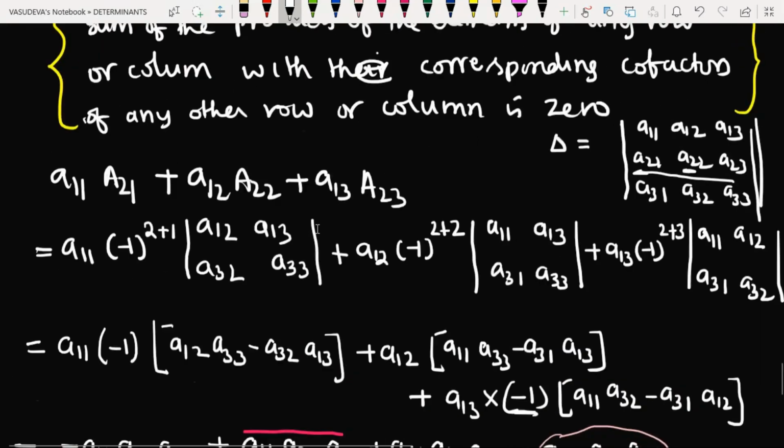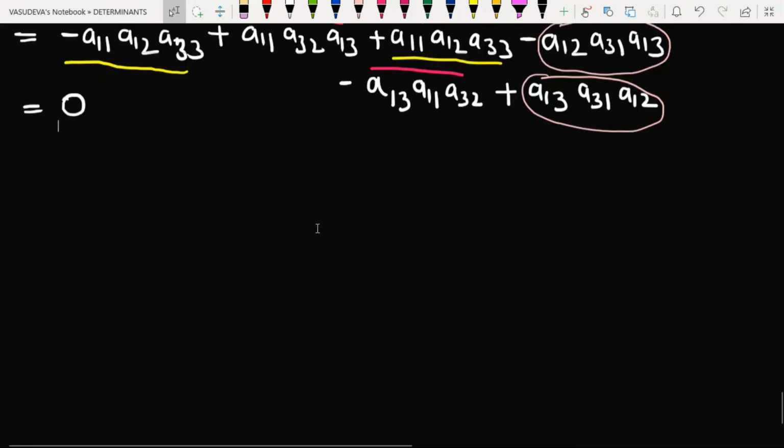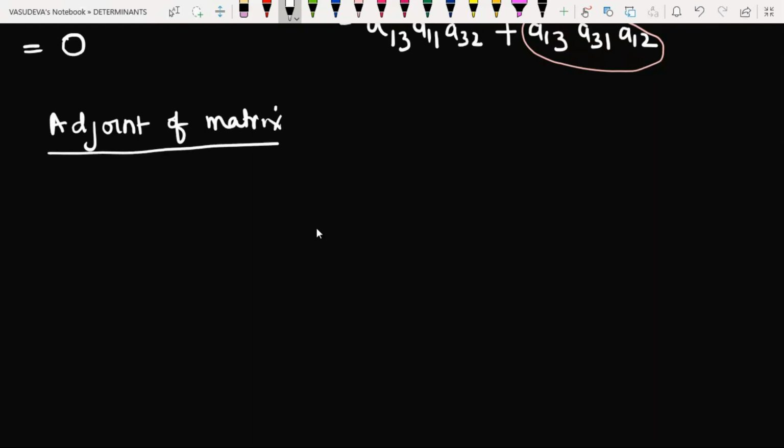Now we know how to find the minor and cofactor of an element. In the next section we are going to define the adjoint of a matrix. Here I will just introduce it; I will go through the properties related to the adjoint in the next session. So what is the adjoint?